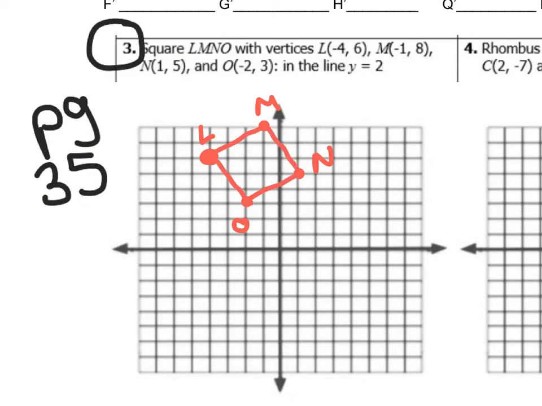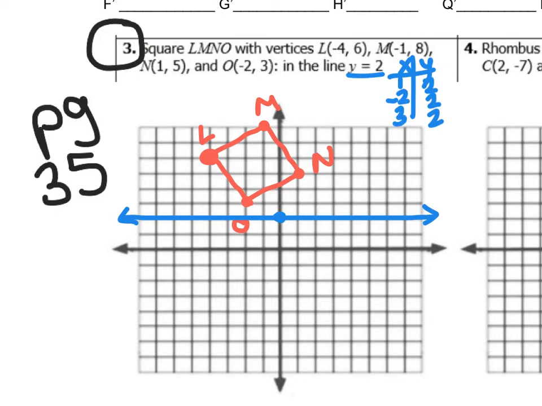And we are reflecting this over the line y equals 2. So y equals 2, I'm going to go to +2 on the y-axis, and this is the point my line goes through. The other way to figure out what line this is, you can make an xy table. Y always equals 2, and then you can just pick any x coordinates you want, and those points will form this line.